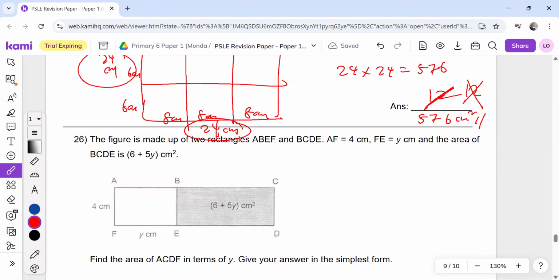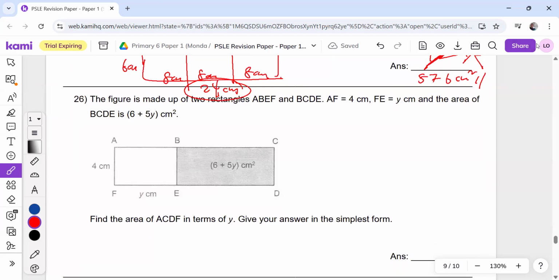Okay, question 26, algebra. Algebra PSLE question again. All right, this is a PSLE. And so find the area of the whole figure, which is your ACDF. So how do you do that? Quite easy. The unshaded part is 4 times y, which is 4y.